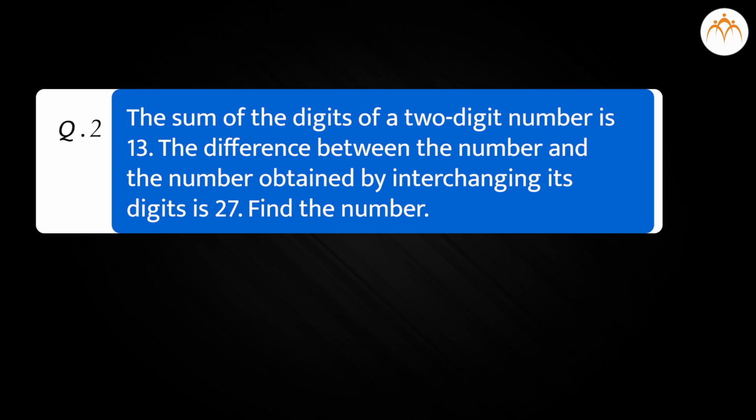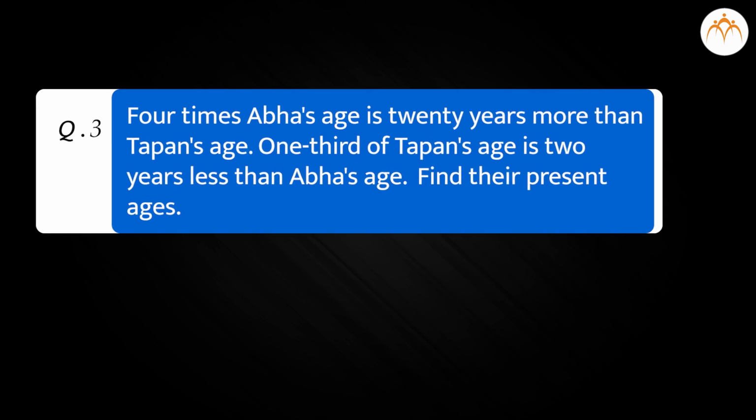The sum of the digits of a two-digit number is 13. The difference between the number and the number obtained by interchanging its digits is 27. Find the number. 4 times Abha's age is 20 years more than Tapan's age.